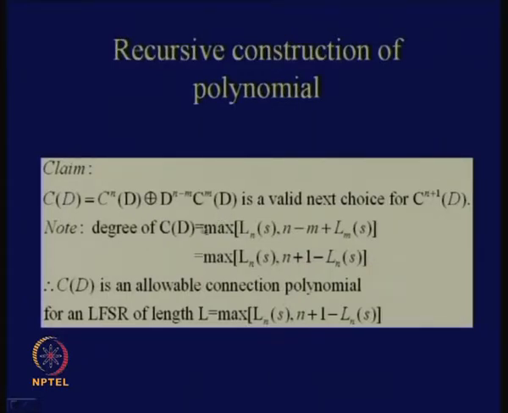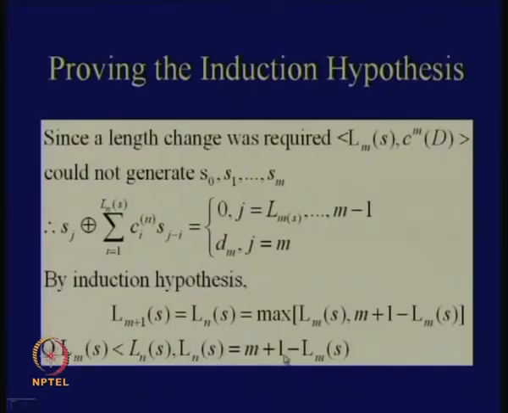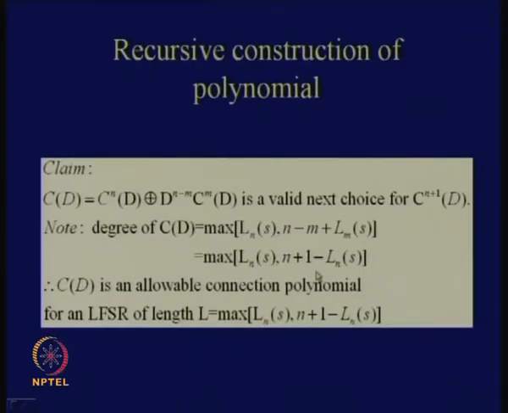But let us understand this phenomenon a little more closely. What is the degree of C D? The degree of C D would be the maximum of these degrees. What is the degree of this? l n s, and what is the degree of this? l m s, but n minus m is multiplied. So, it is n minus m plus l m s. Note that n minus m plus l m s can be written equal to n plus 1 minus l n s. Why? Because of the previous equality that we found out, l n s was equal to m plus 1 minus l m s. If you substitute this value here, you obtain this. Therefore, C D is actually an allowable connection polynomial, because your maximum length is inside this.